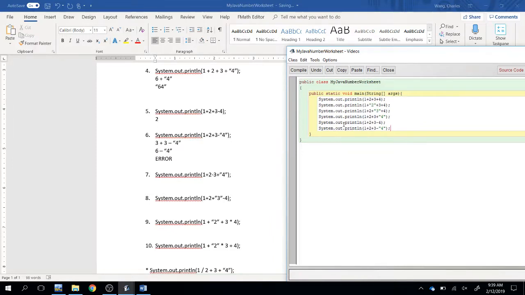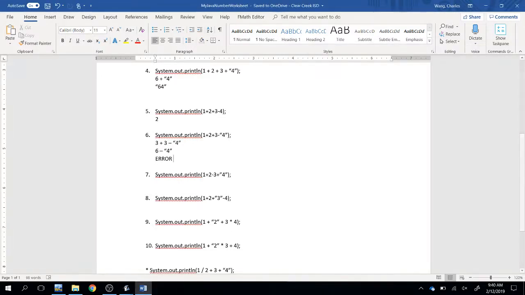Awesome. So I can't compile as long as this is there. So I'm going to comment it out. And I'm going to write compiler error. Compile.